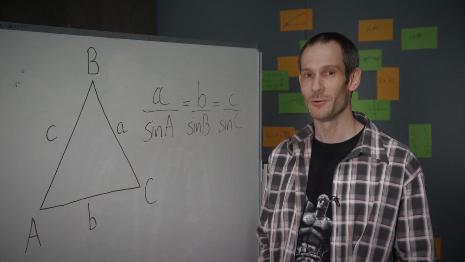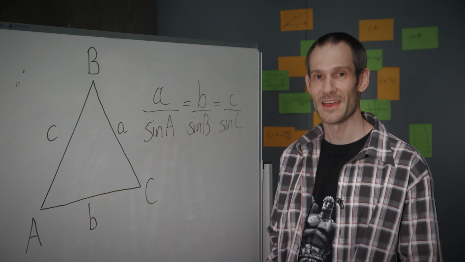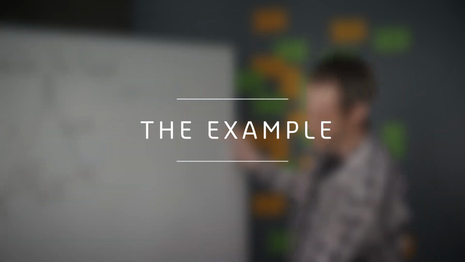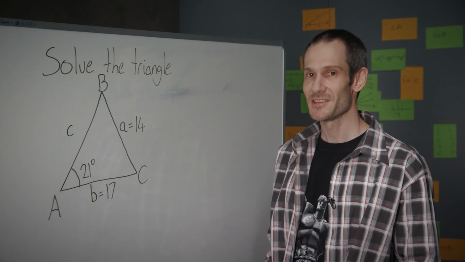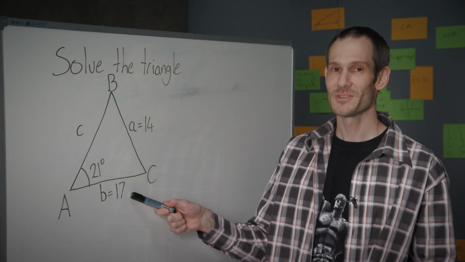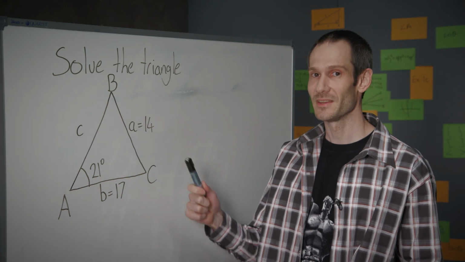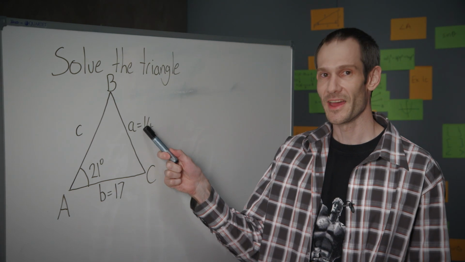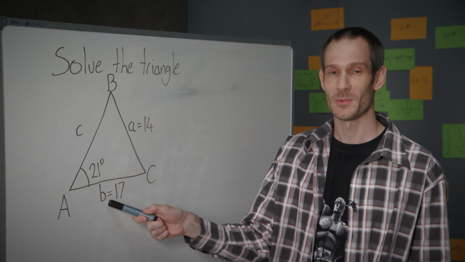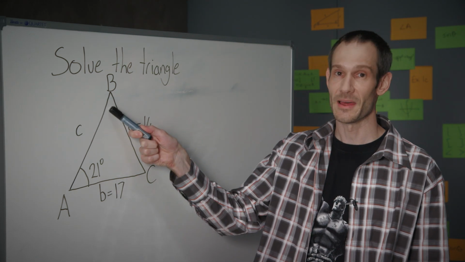To solve a triangle, we don't need to use all three equations. So let's go back to our earlier example. Here we have a triangle, and we're given two side lengths and an angle which is not enclosed by these two side lengths. So we can solve this by using the sine rule. We're given side length a and its opposite angle A, and we're given side length b. So the first thing we can calculate is the angle at B.